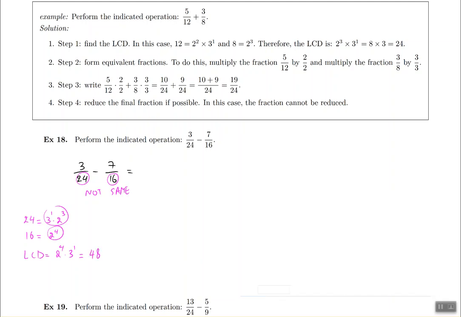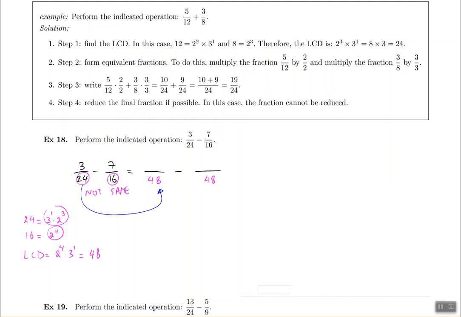So now that we know what the LCD is, we're going to form equivalent fractions. So we're going to write down the original problem, but with the LCD instead of the original denominators. So in this case, 48 and 48. Now think about this for a moment. How do you get the 24 to become 48? What do you multiply 24 by to make it 48?